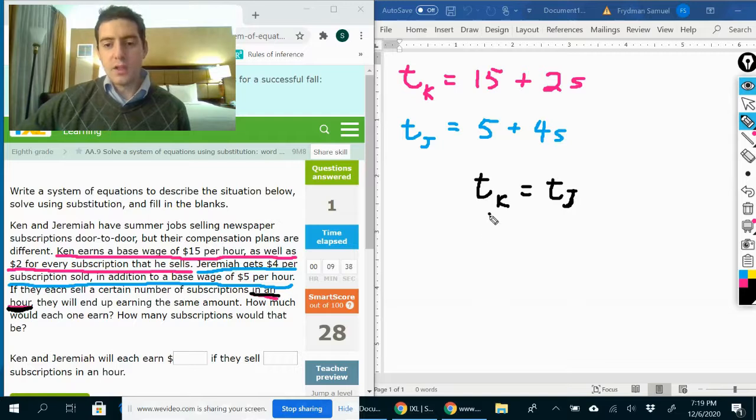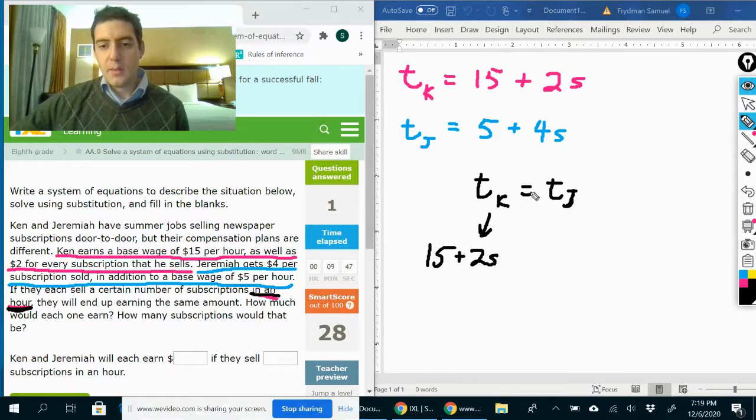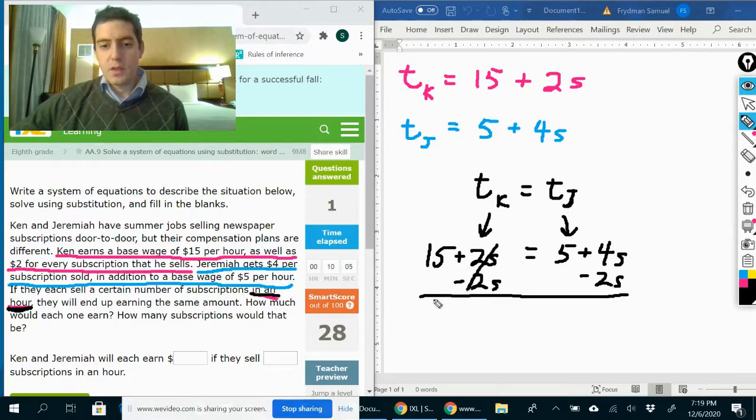In order to answer that, I'm going to plug in the expression for the total that Ken earns, which is 15 plus 2s. Copy the equal sign, and now I'm going to plug in the expression for the total that Jeremiah earns, which is 5 plus 4s. And then we're just going to solve for s. I have s on both sides, so I can subtract 2s from both sides. Now I have 15 equals 5 plus 2s.